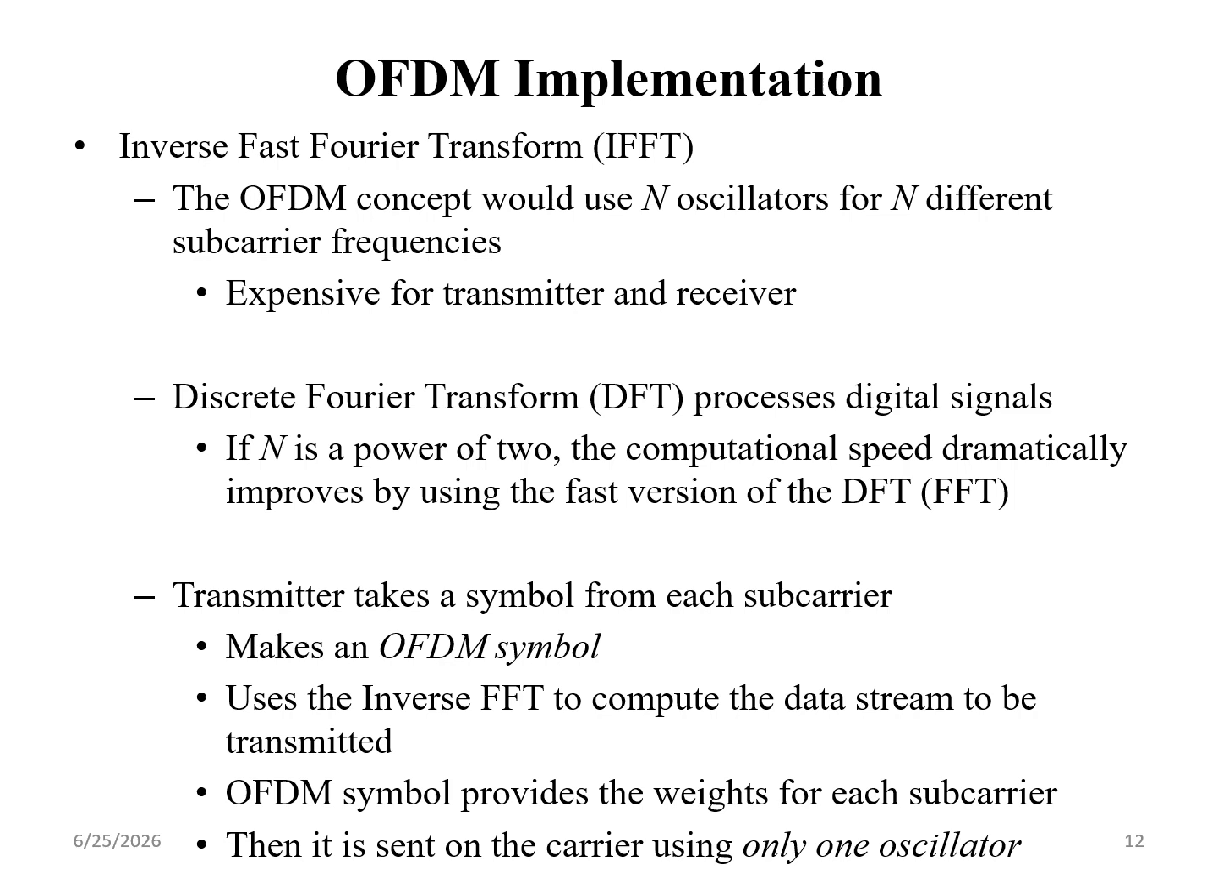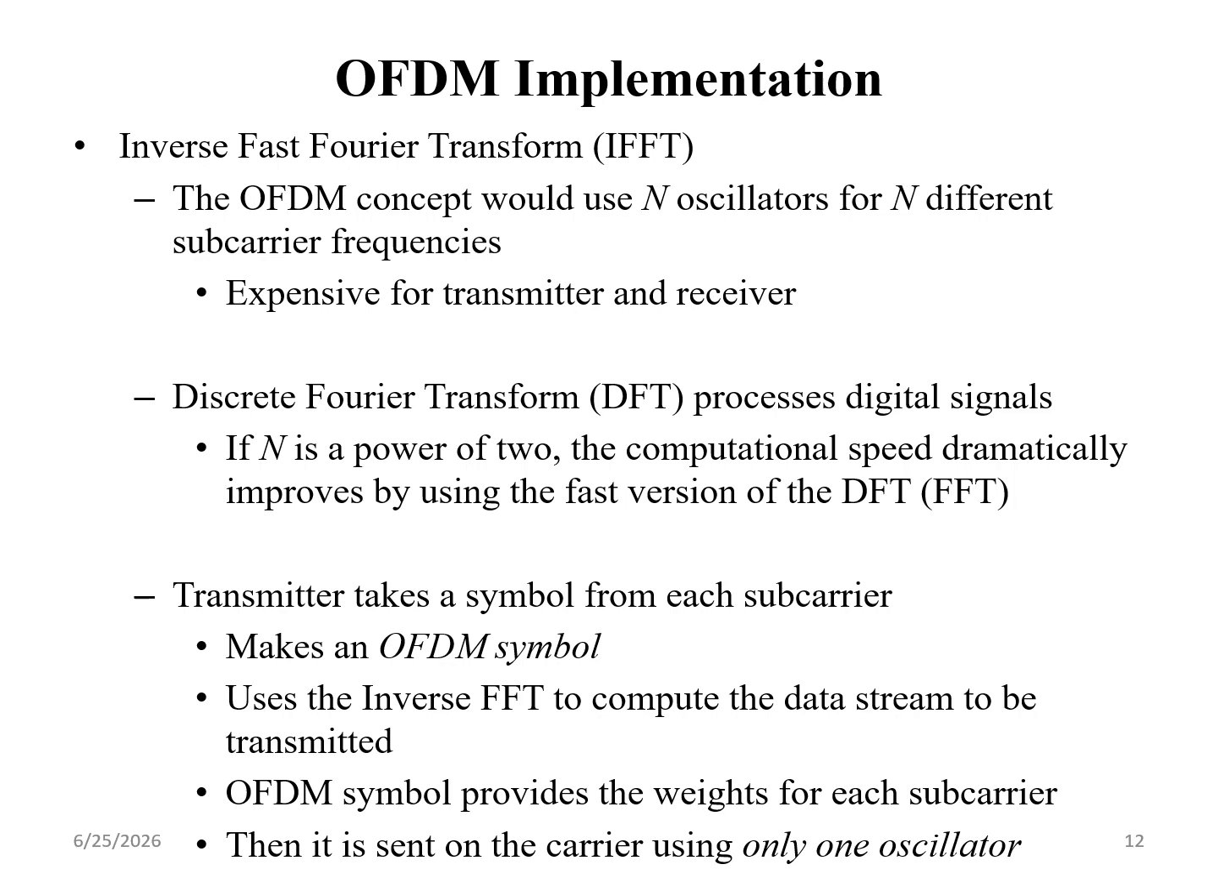Now we are going to implement this OFDM system. IFFT, inverse fast Fourier transform, frequency domain to time domain. The OFDM concept could use N oscillators for N different subcarriers, so it is expensive for transmitter as well as receiver. IFFT will be carried out on the transmitter side. IFFT is nothing but an algorithm, inverse fast Fourier transformation. DFT, discrete Fourier transformation, will be on the receiver side.